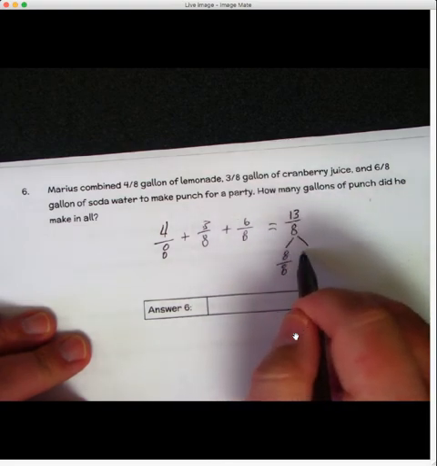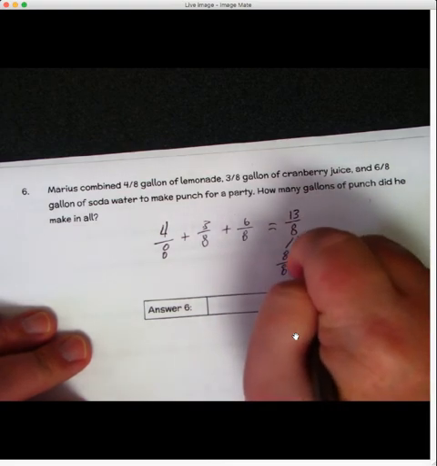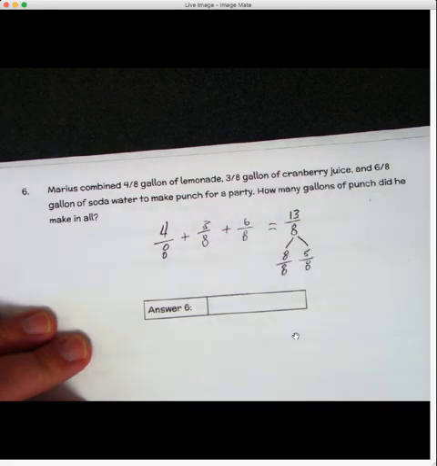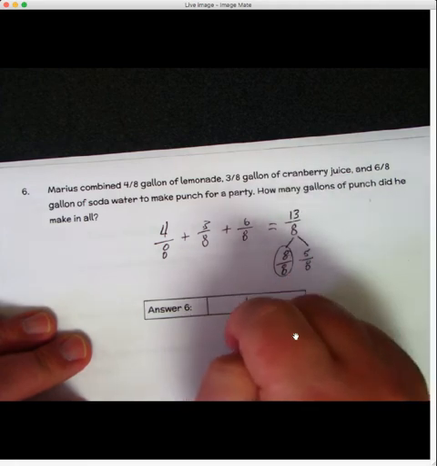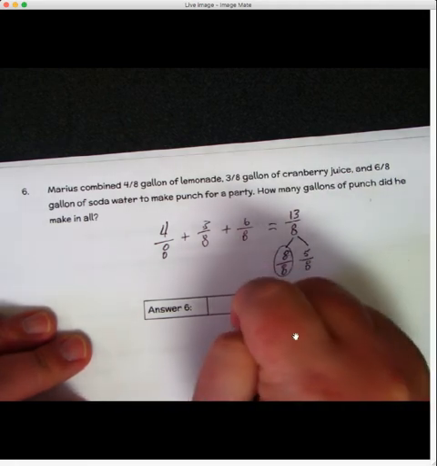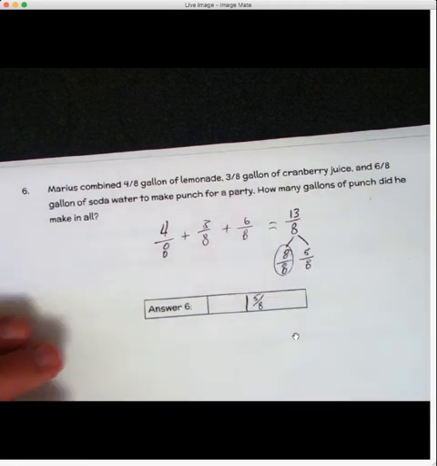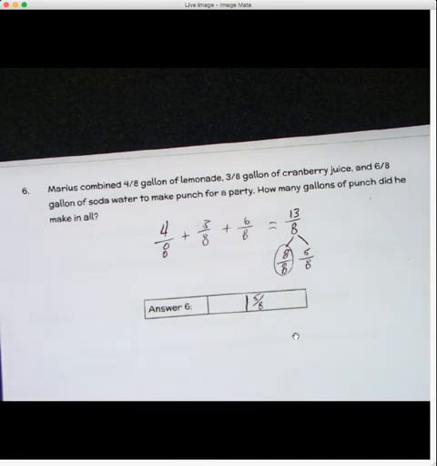And how many would I need more to get 13? It would be 5. 8 plus 5 is 13. So I would need 8/8 and 5/8 more. 8/8 is 1. And then I have 5/8 more. Now it makes sense. He made 1 gallon and 5/8 more of a gallon. So 1 5/8 gallons.